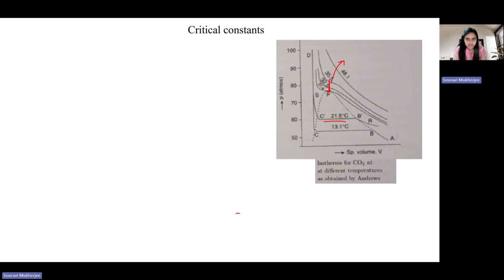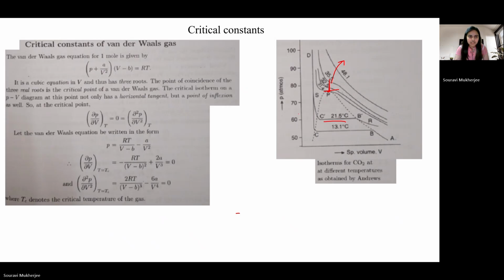At this point, both del P del V and del square P del V square go to 0. Okay, so this is a critical point. Now if you look at here, there are 3 roots. The point of coincidence of these 3 roots is the critical point of a van der Waals gas.